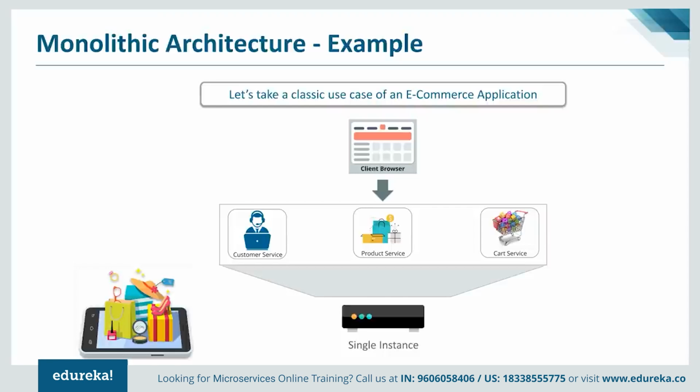When you launch the application, it is deployed as a single monolithic application. There's only one single instance, if you notice. So we have customer service, product service, and cart service, and when you deploy all these services, it will be basically a single monolithic application. Now, in order to scale it, you can run multiple instances of this application behind a load balancer, right?